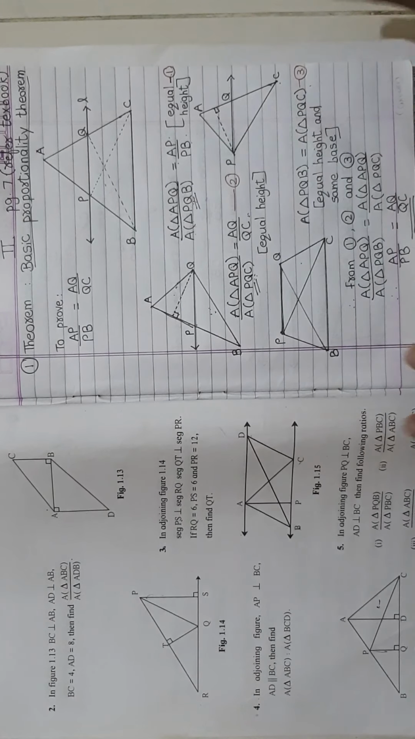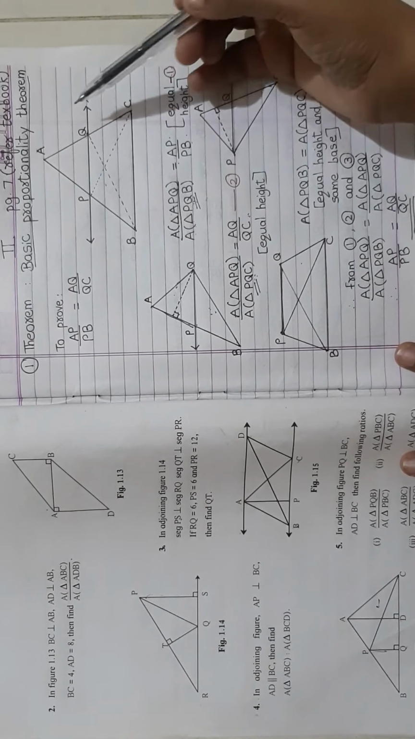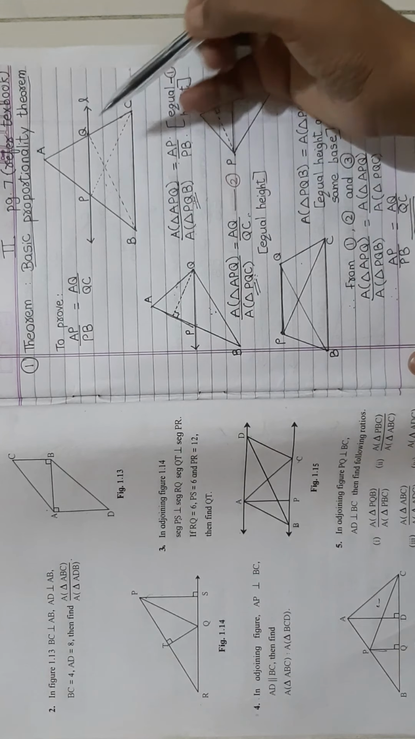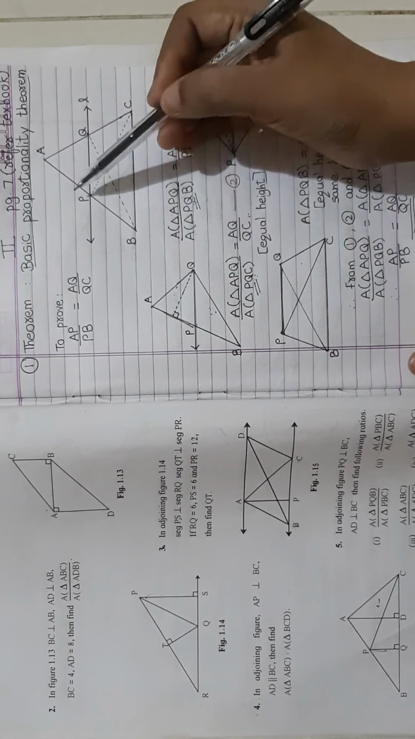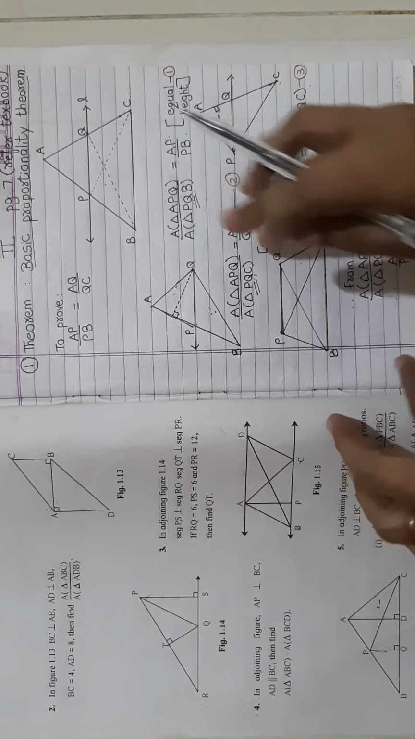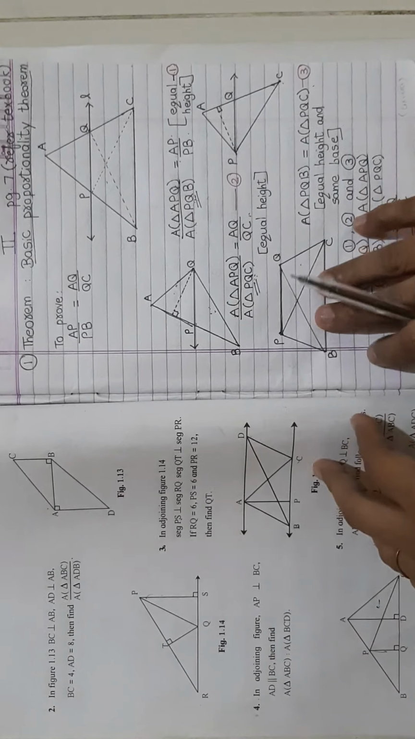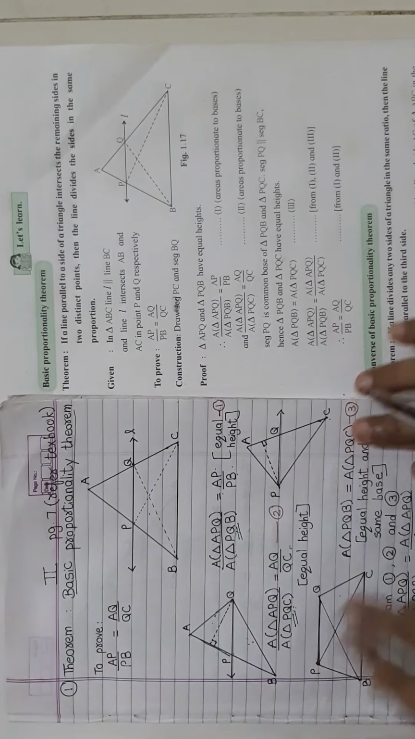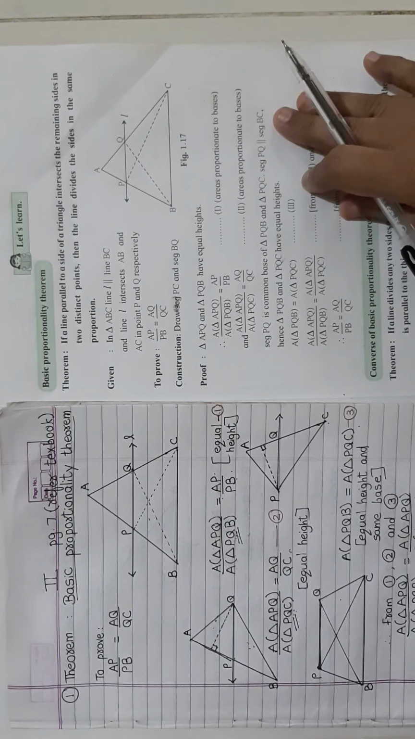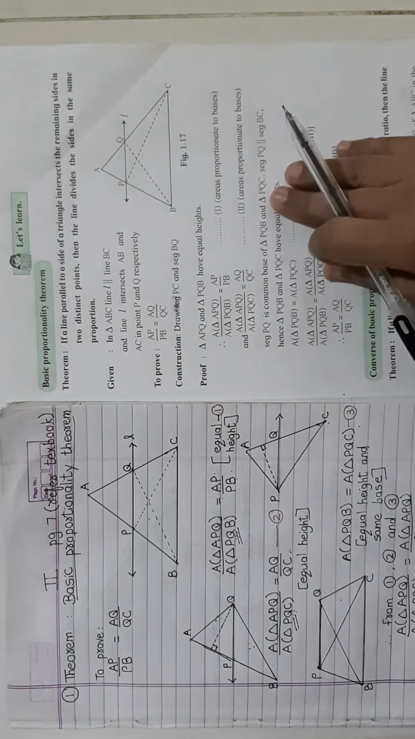Again I repeat, if a triangle is given and a line is parallel to a side of the triangle, then this line divides the other two sides in proportion. So here I have explained with diagrams. You can refer to textbook page number 7 and you can see how they have explained. Whichever you prefer, you can follow.